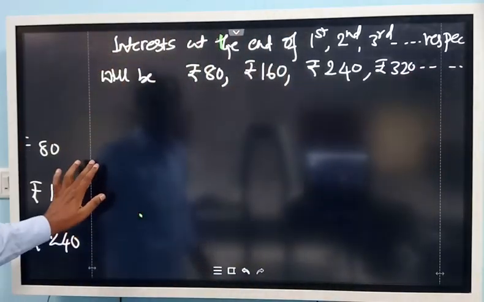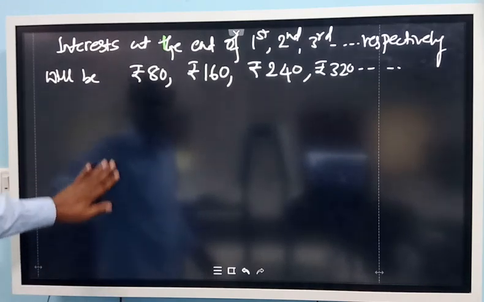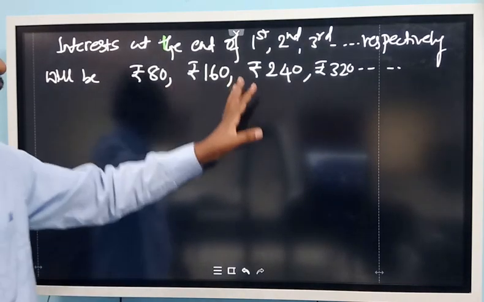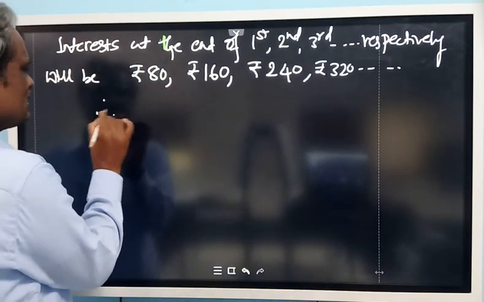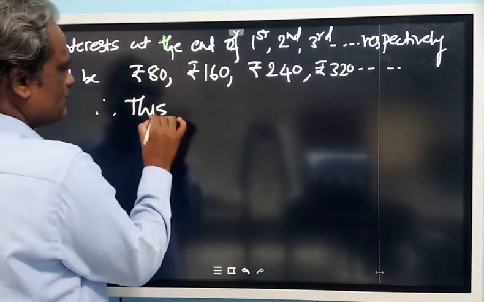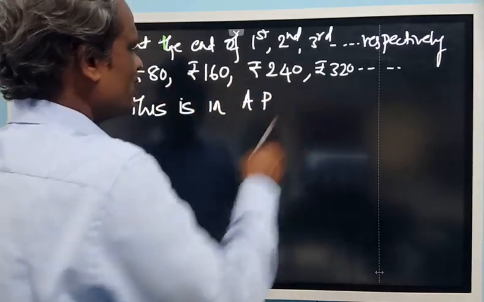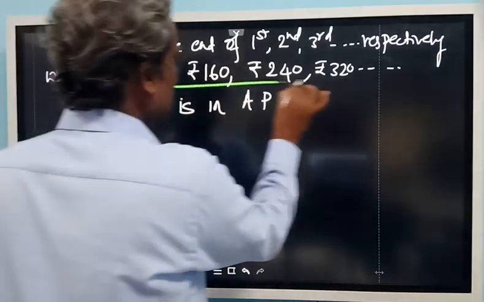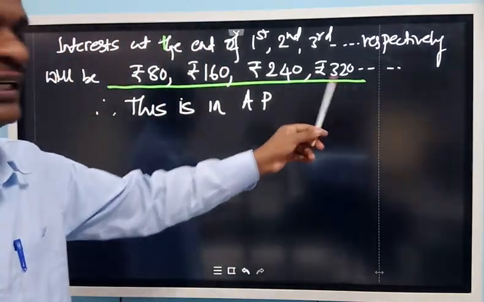Now is it in AP or not? Do these interests form an AP or not? That is the question. Yes, sir. So yes, this list is in AP, because rupees 80 is added every time.